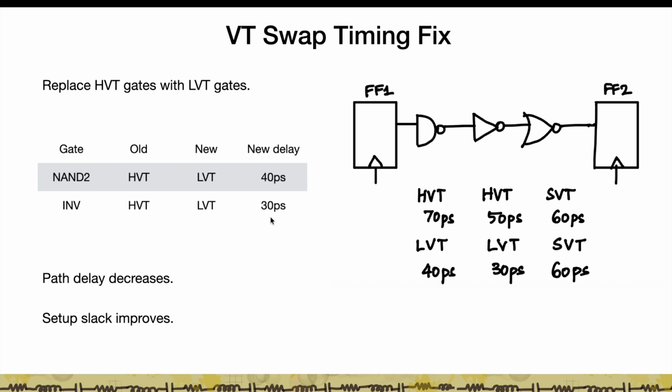Setup slack is restored. Notice what we didn't do. We didn't restructure the logic, resize gates, or touch the floor plan. Just 2 cell swaps. Problem solved. At the cost of higher leakage on those 2 cells.